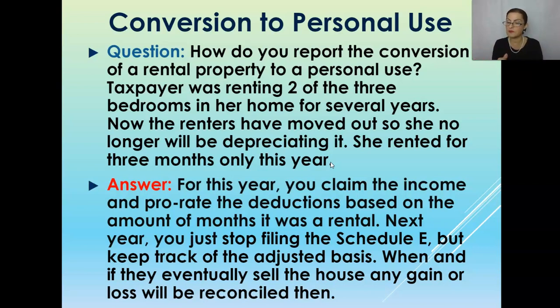Okay, so you've got to keep track of that. You've got to keep it in your work papers or give it to the taxpayer and say, this is important. This is the basis that you're going to use when you actually sell the home, or if you do decide to start renting it again at a later date. Okay, so you just take it out of service, but you keep track of the basis because it's important. Okay, and that's how you do it.